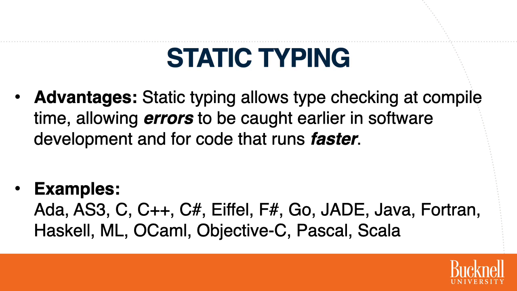The advantages of static typing is that it allows type checking at compile time, allowing errors to be caught earlier in software development, and for code that runs faster. Examples of statically typed languages include C, Java, and Haskell.